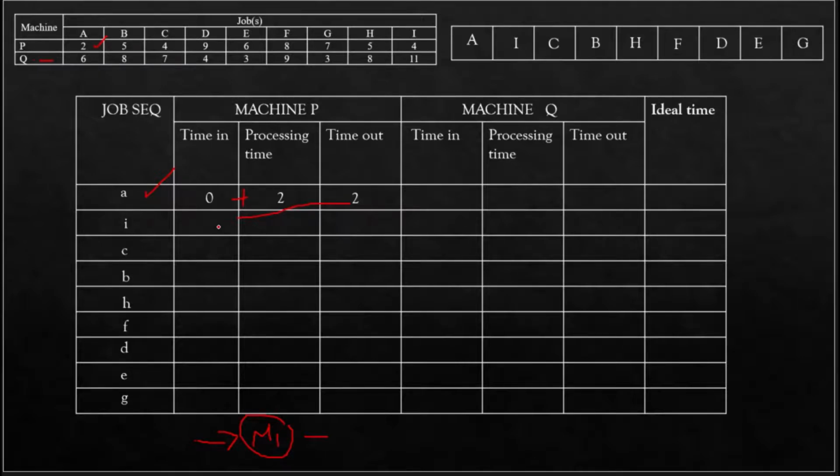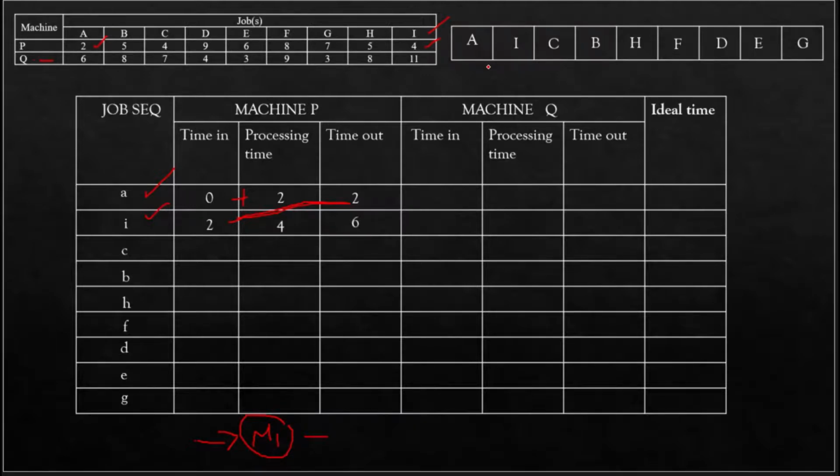Next job is the I job. So here the second job's time out becomes the time in for the I job. We have the I job, and on machine 1 its processing time is 4 hours. So the time out becomes the time in, 2 hours, and the processing time is 4.